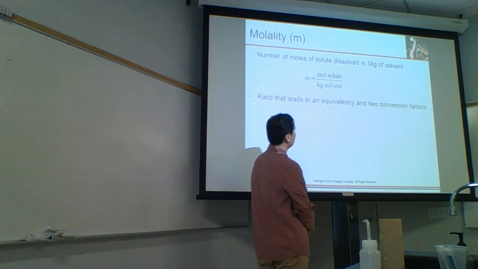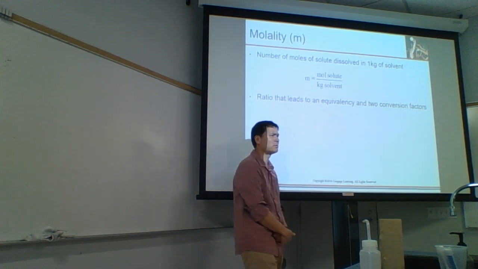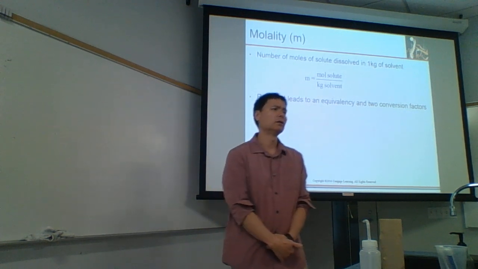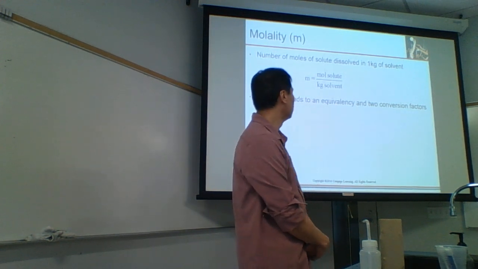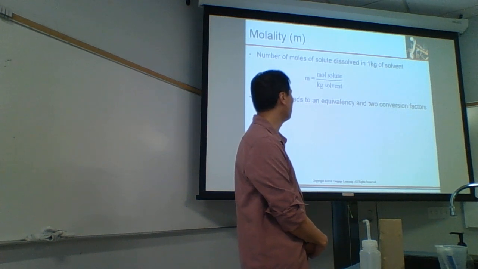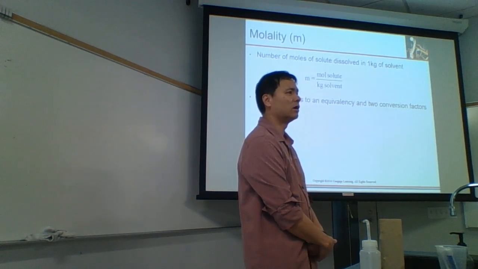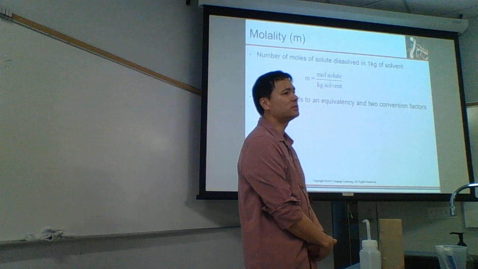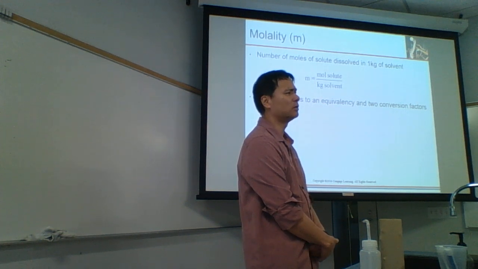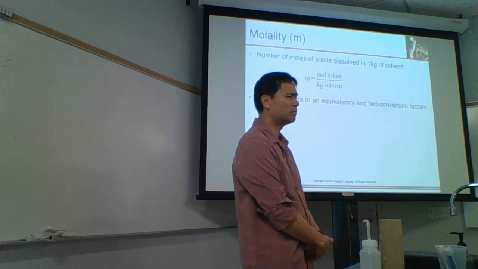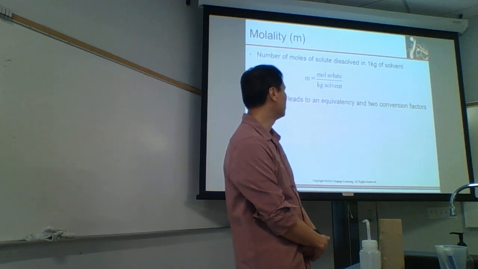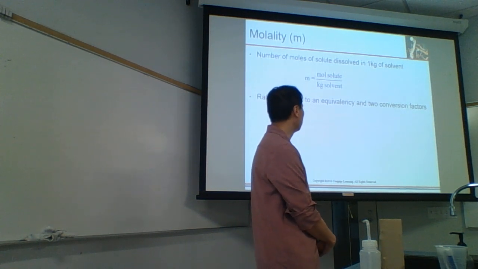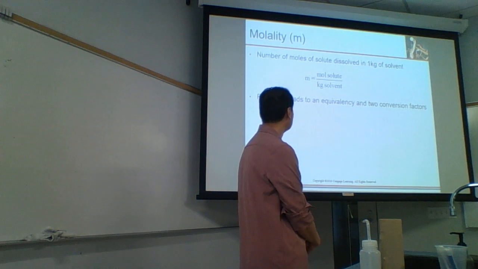So let's say you have a kilogram, that would be 1,000 grams. 1,000 grams of water would be about a liter. And so it's how many moles of solute you can put into a liter of water. This is different than molarity. Molarity is per liter of solution, so it's already mixed. This is just the pure solvent, which would be water. Okay.